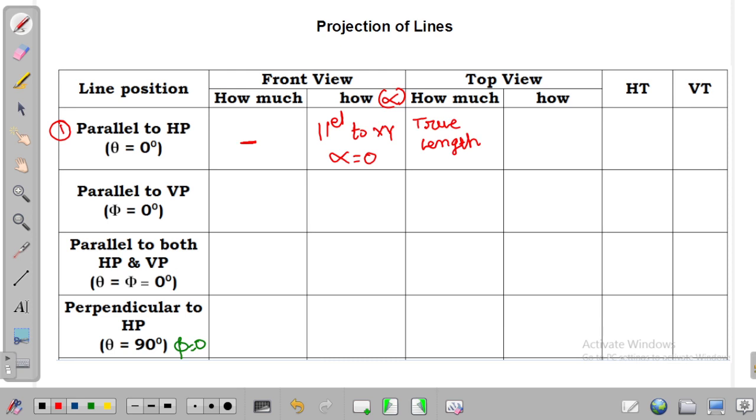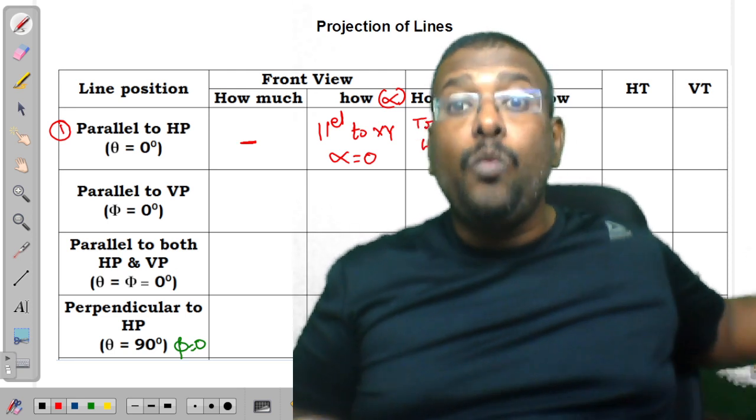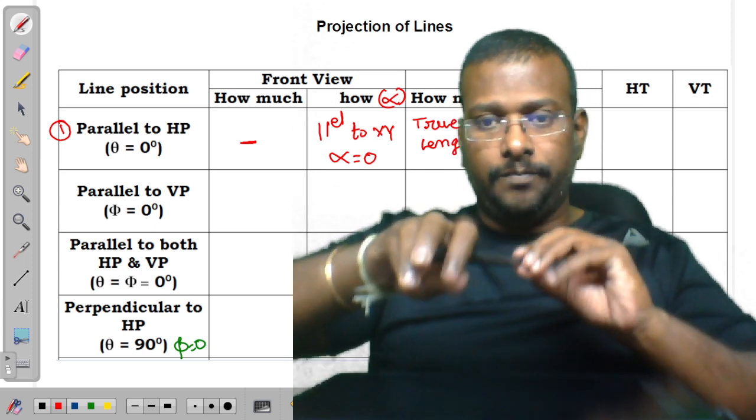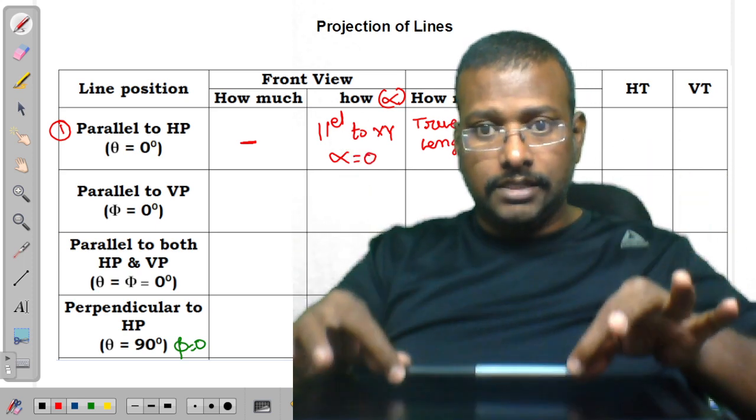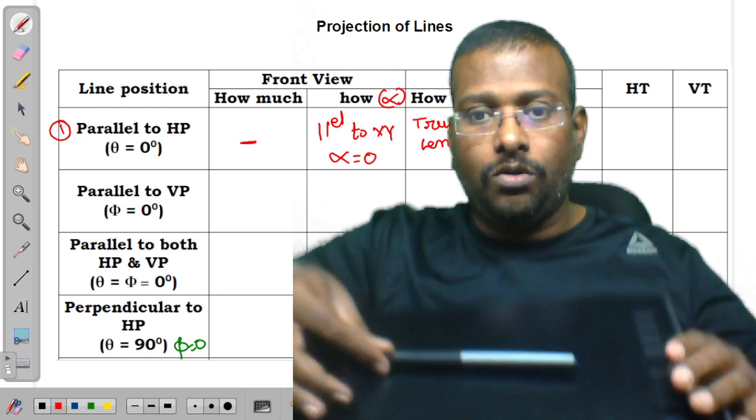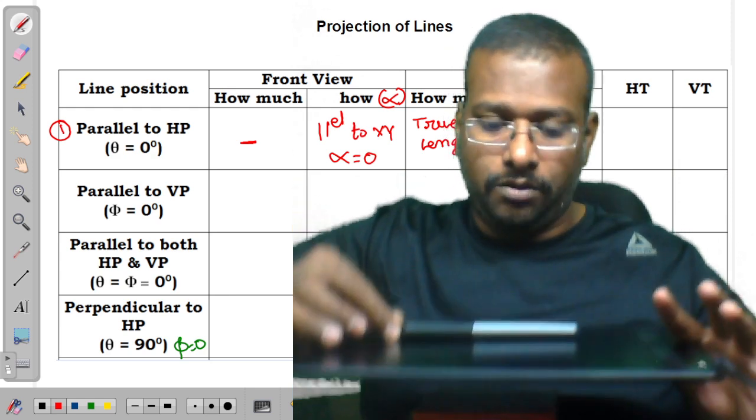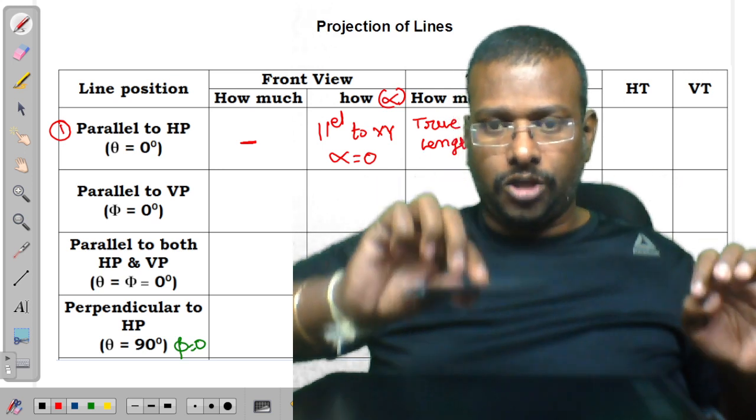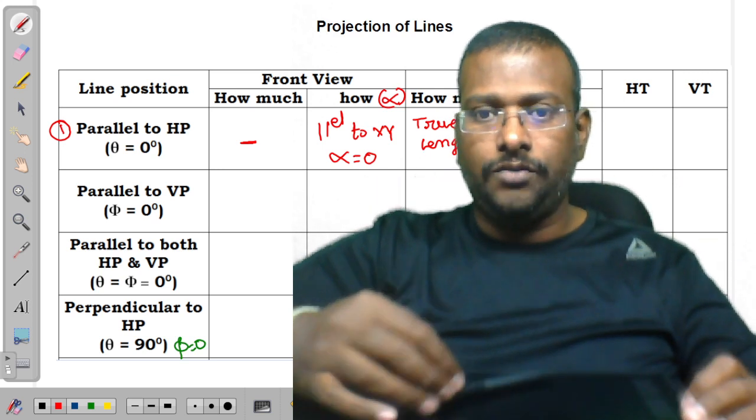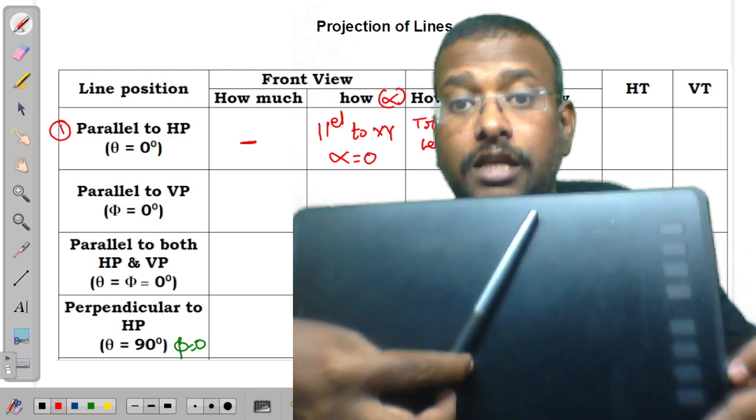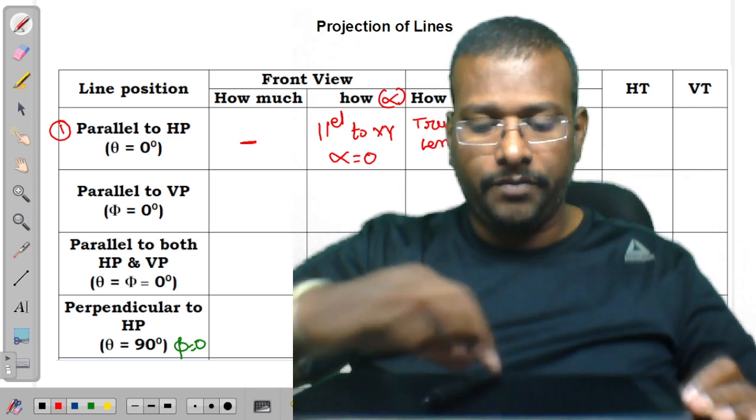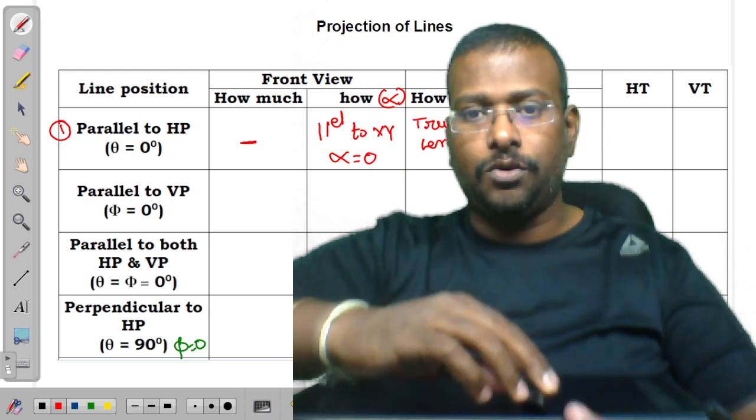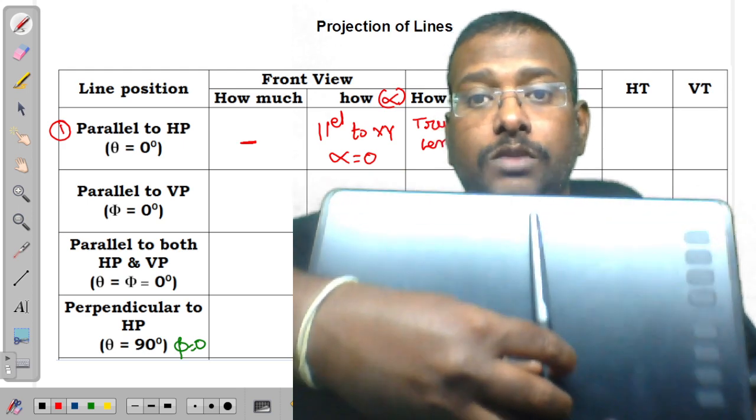Now the next step is how it is. Let us consider the shadow is falling here. If it falls here, then you have to rotate it like this, parallel to the XY line. In this case, it is also parallel to HP. The shadow will fall here, and once you rotate, it is inclined to the XY line. Now this is also parallel to HP. If it falls here, once you rotate, it is perpendicular to the XY line.